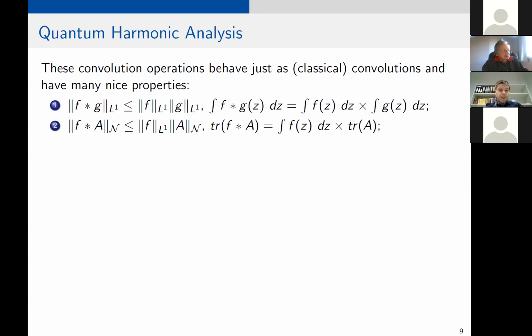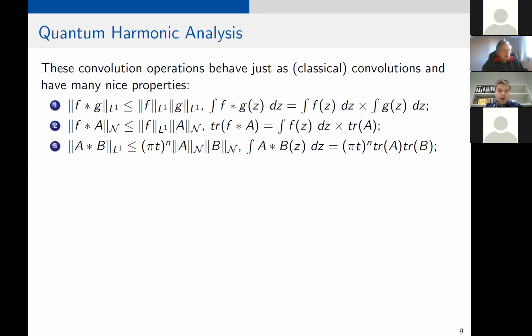So if you take the convolution of an L1 function and a trace class operator, what you get is a trace class operator, and the trace class norm of that is less than the L1 norm of the function times the trace norm of the operator. And if you take the trace of the convolution, what you get is the integral over the function times the trace of the operator. This is actually not that hard to see.